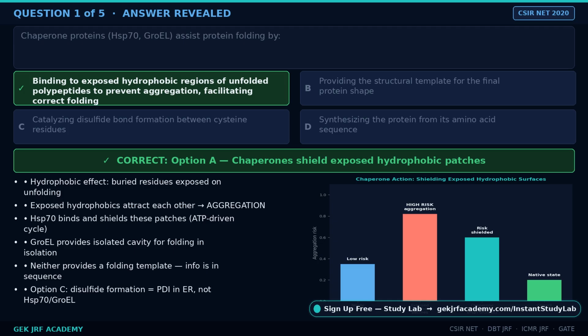Hsp70 recognizes these exposed patches and binds to them, shielding them from each other and giving the polypeptide time to fold correctly. GroEL goes further by providing an enclosed, water-filled cavity in which a single protein can fold in isolation, completely shielded from surrounding molecules. Neither chaperone provides a folding template. The information for the correct structure is entirely encoded in the amino acid sequence itself.